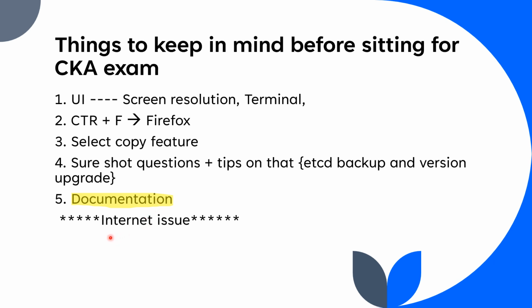At the last, internet issue. Internet issue is the thing because of which I got 64 marks. Otherwise, I would have passed. There was so much lag. I was unable to do things the way I wanted to. At the same time, there was the screen resolution part, and there I was very much trying to figure out what to do, what not to do. So this was the main thing which made me fail the first time.